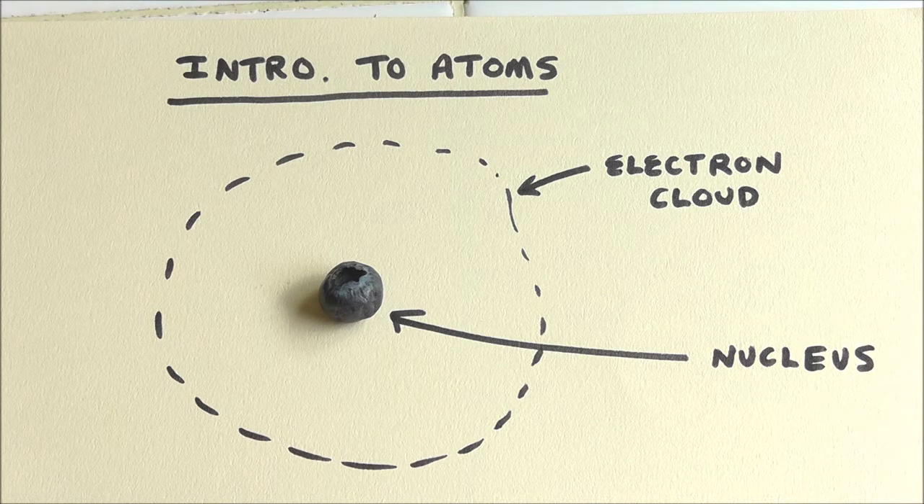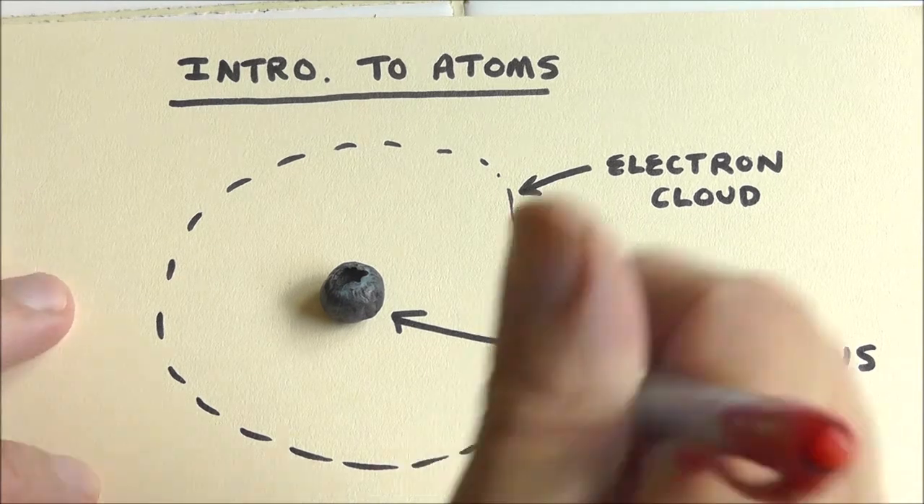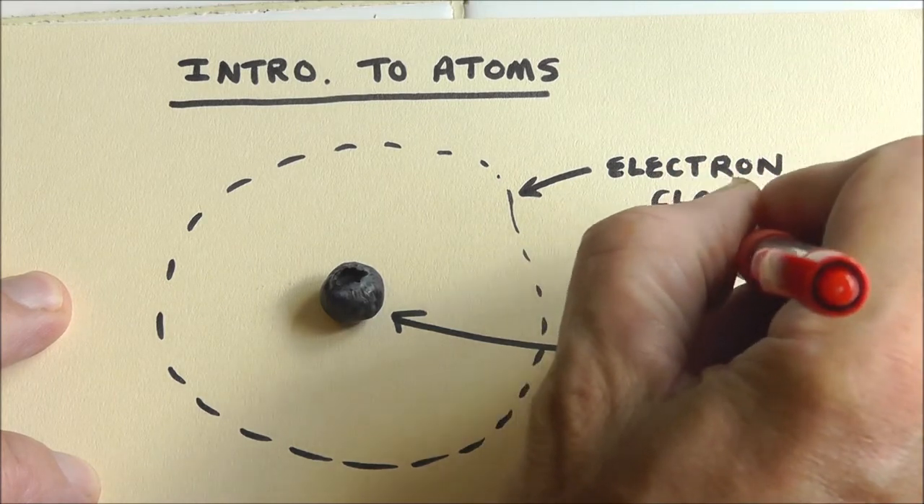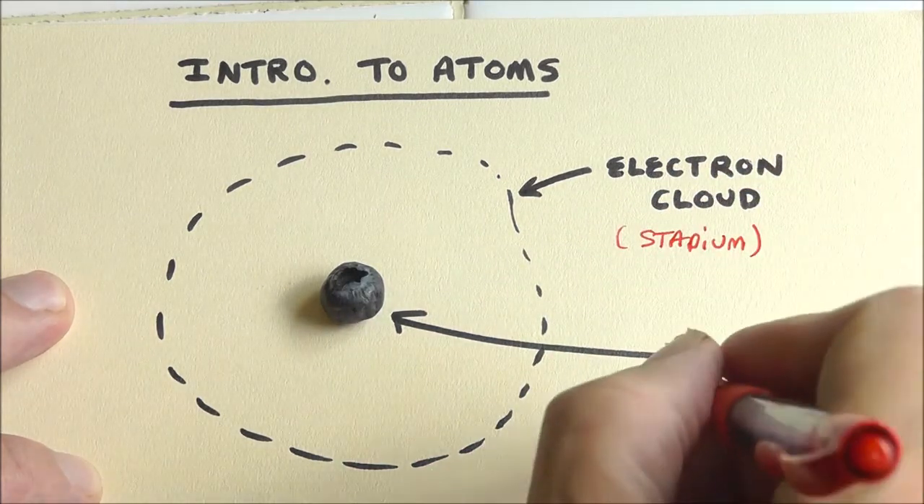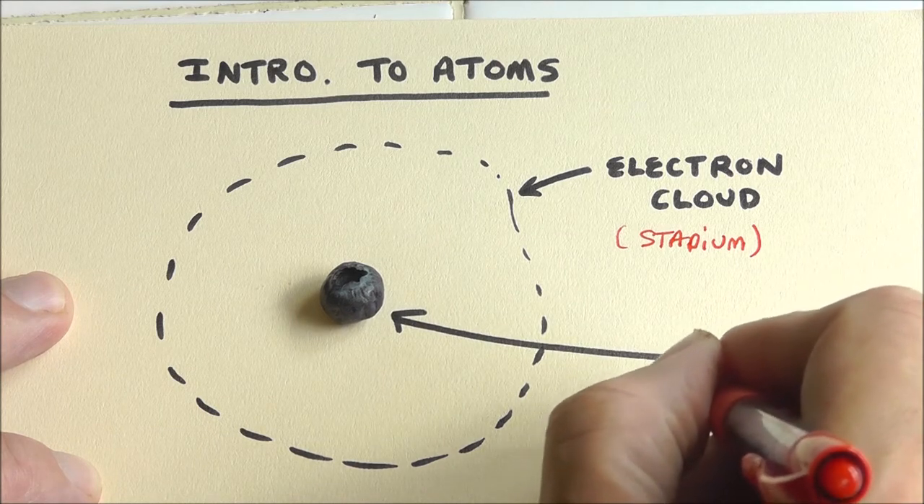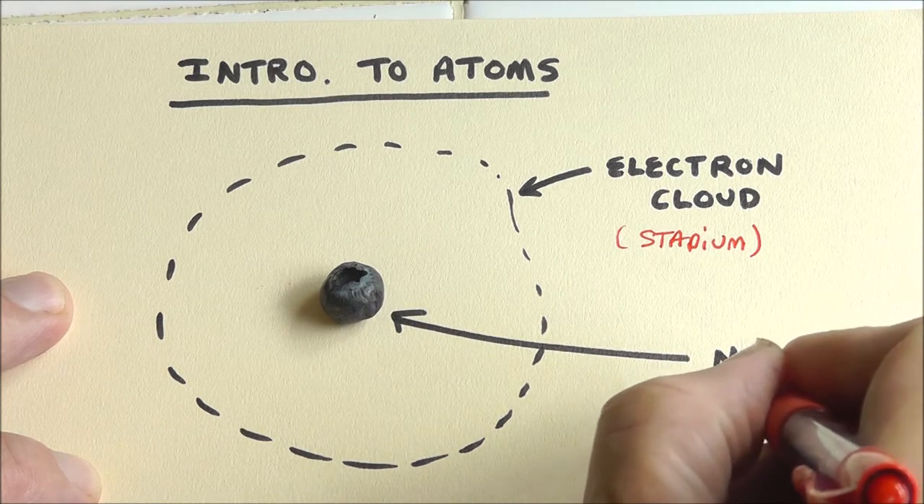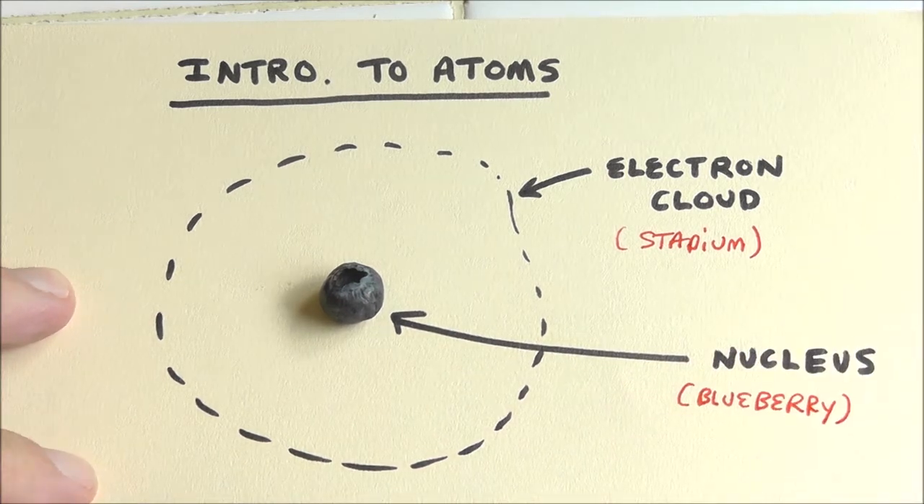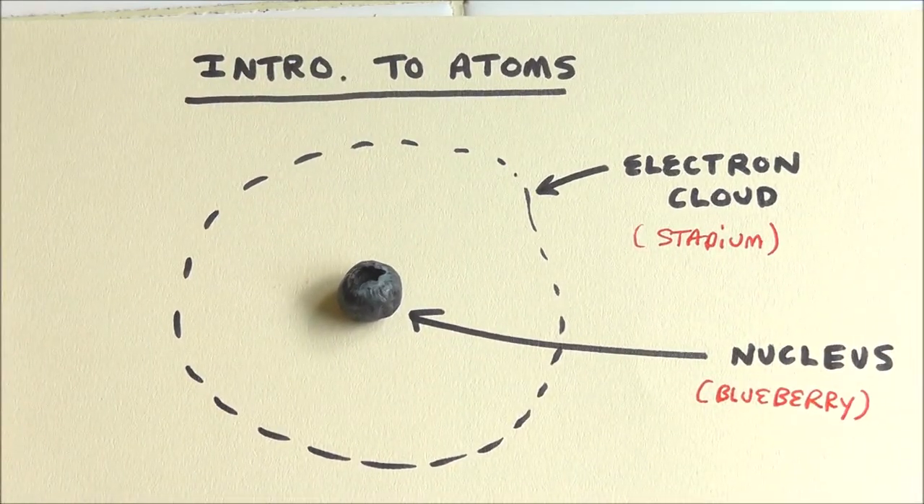Here's the thing, the electron cloud compared to the blueberry would be the size of a stadium. So just for reference, that would be like a stadium. This would be like a blueberry or a pea, if you don't like blueberries. But who would not like blueberries and like peas? I don't know, sorry. Well, how do they know?